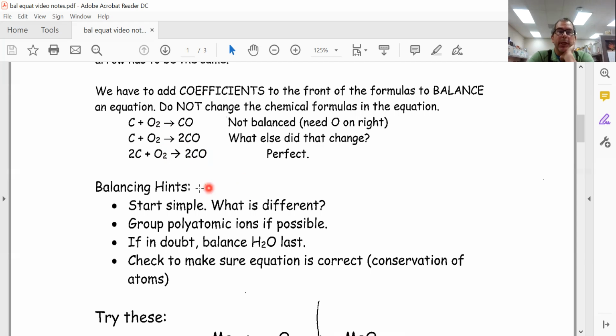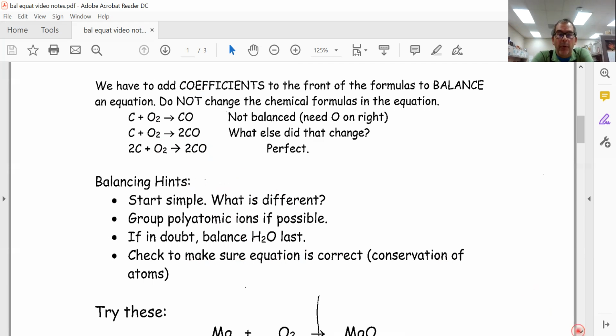We showed an example here. Here are some hints. Start simple, find out what's different, and then attack there and try to make that right. We're going to learn this later about the polyatomics and doing water last, but at the end you can always go back and check to make sure you have a conservation of atoms. The same number on the left is on the right.